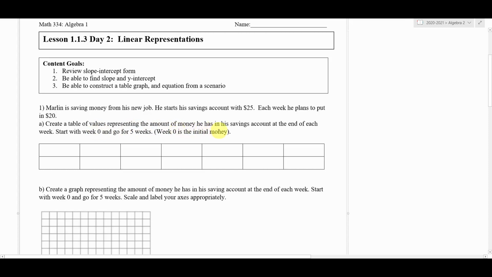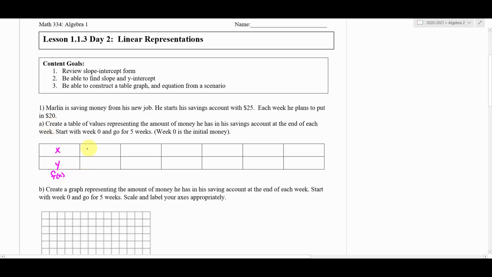So week 0 is what we call the initial money, right? So how much money does he start his savings account with? Well, it tells us that right here, it's $25. So I'm going to label my table here. I'm going to say this first row is where I'm going to put my x values, and this second row is where I'm going to put my y values, which is also the same thing as f of x, right? So y and f of x are equivalent. So you can put either one in there. I don't care at this point, but just know that on MyOpenMath, they might use either one.